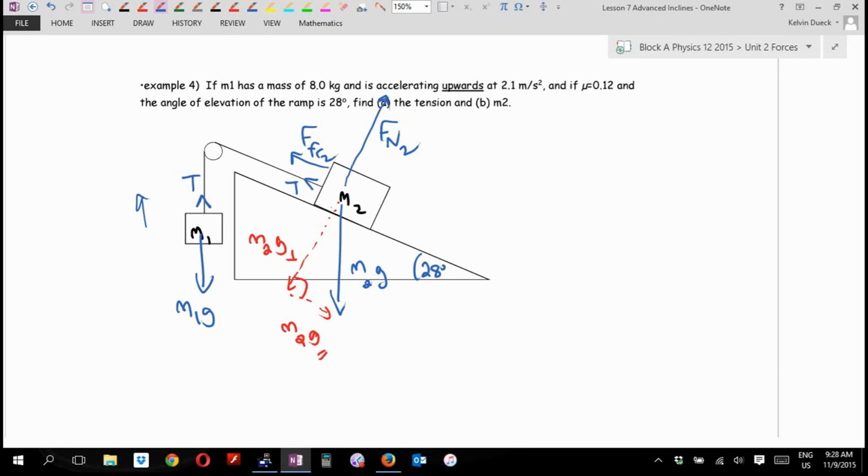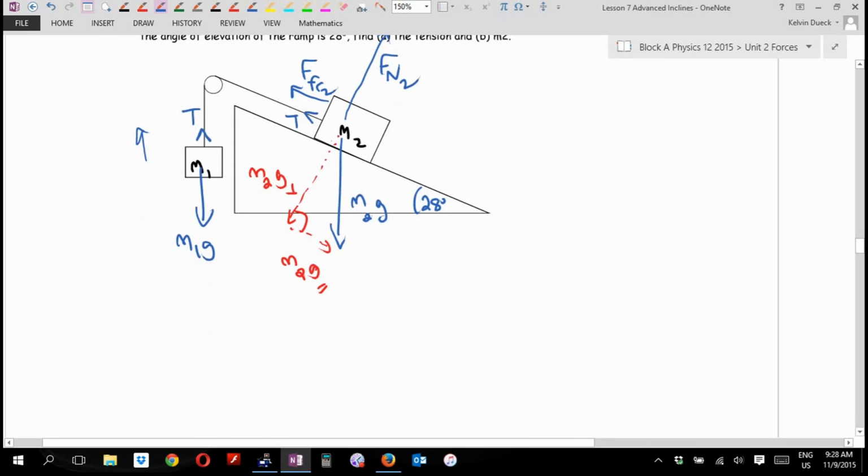I'm going to go look at one mass. Which mass is going to be nicer to look at? I think I'm going to find the tension with mass 1. And this time, tension is the winner. Yes, I'm right this time. Woohoo! Tension minus M1G equals M1A. Tension is going to be M1A plus M1G.